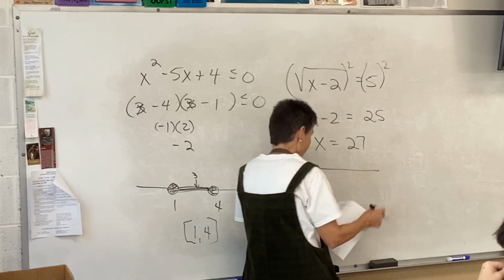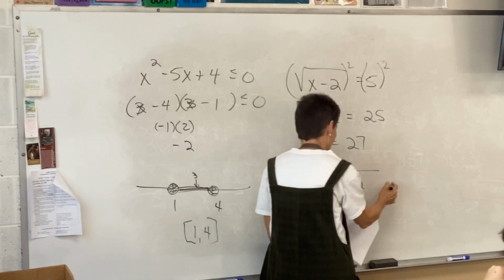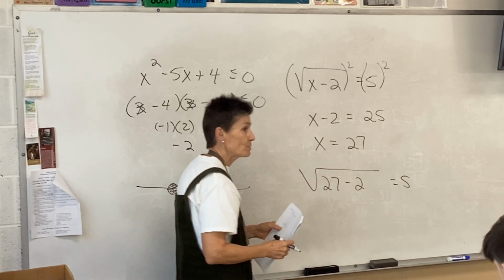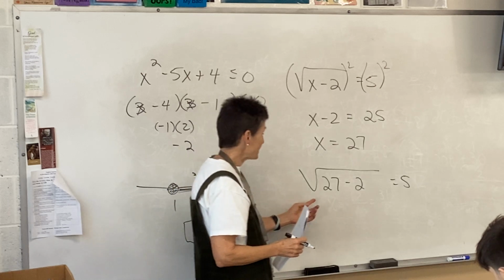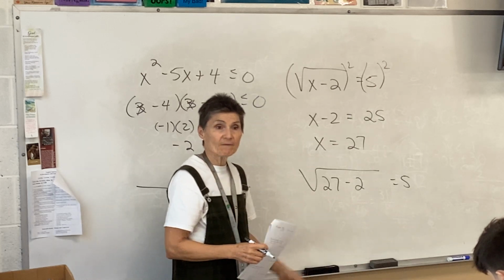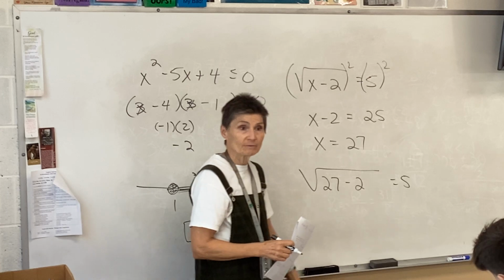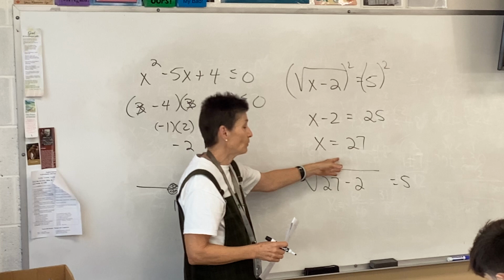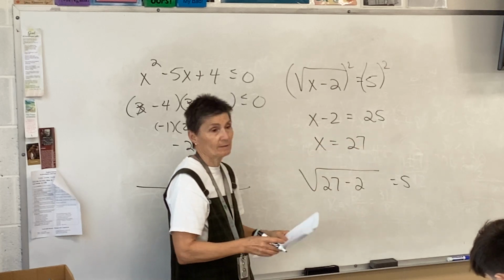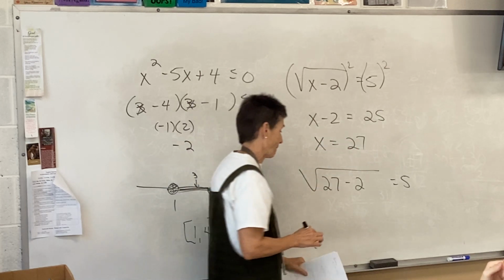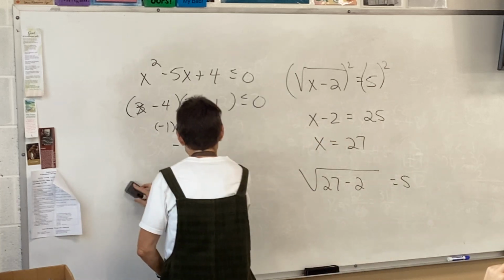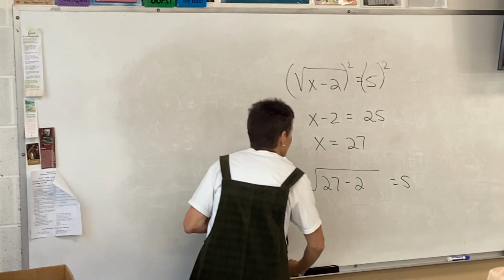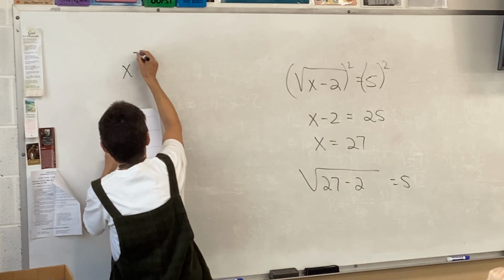So I'm gonna check that. I'm gonna go back to my original problem. I put 27 in for my x here. Is that a true statement? Is that right? 27 minus 2 is 25, and the square root of 25 is 5. So there's your answer. No number line, no interval, just x equals 27. Oh, now the big one.